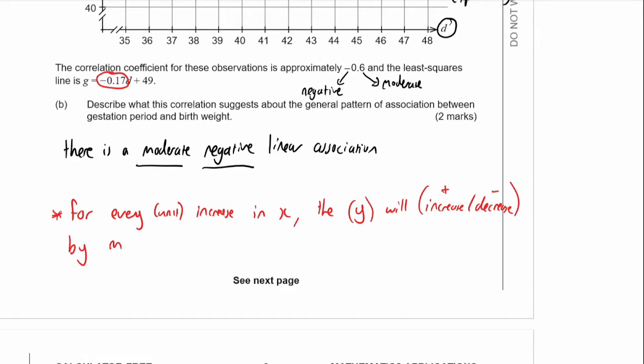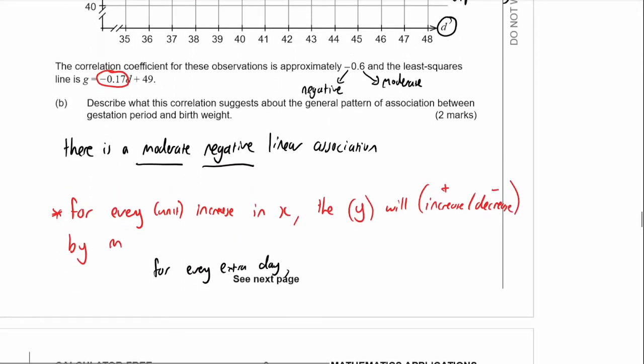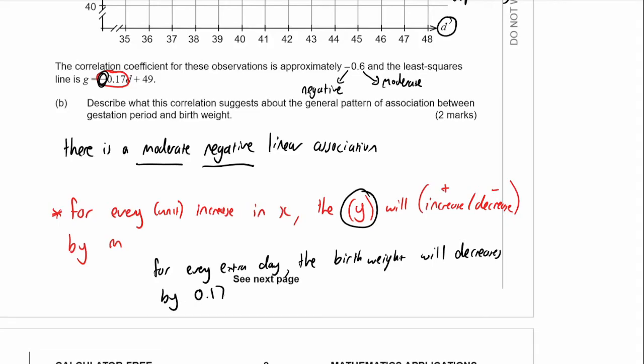So if I was interpreting the gradient of minus 0.17, I would say for every, now the units is days, so for every extra day, the birth weight, because that's our y thing, will, and now the gradient is negative. So if the gradient's negative, we're going to use the word decrease. Decreases by, and then you just write the number 0.17. So that is your standard response for interpreting the gradient.